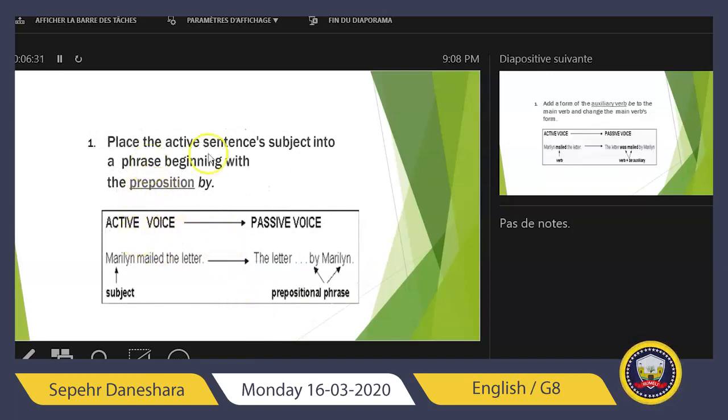Now, let's look at this one now. How we can change the sentence. Place the active sentence's subject into a phrase beginning with the preposition by. Look, Marilyn mailed the letter. The letter is mailed by Marilyn. Okay? So you see, you reverse the object of the active, which becomes the subject of the passive, and the subject of the active becomes the object of the passive, and it is always introduced by the agent by. Okay? You will understand later when we give you more examples.